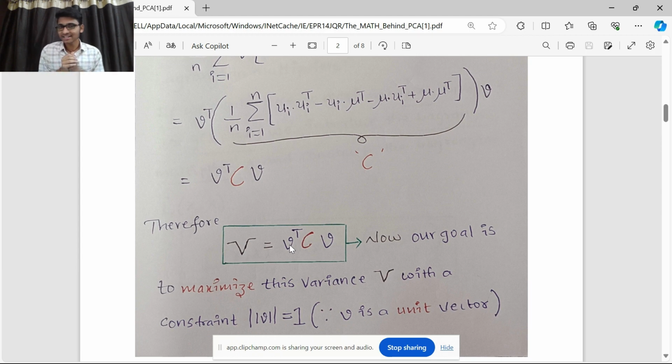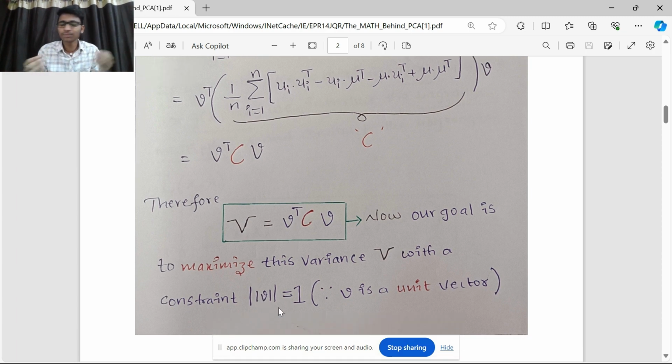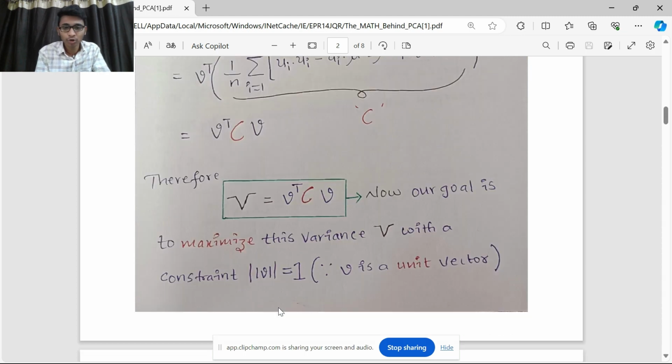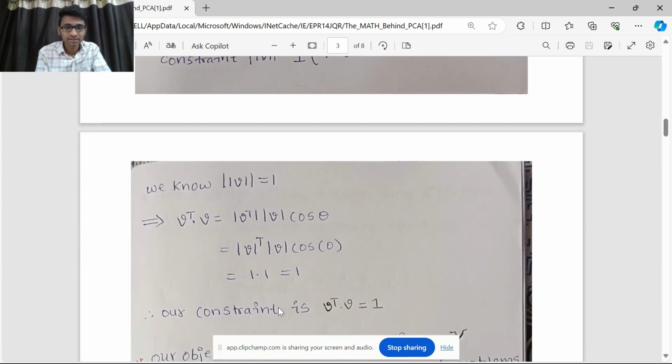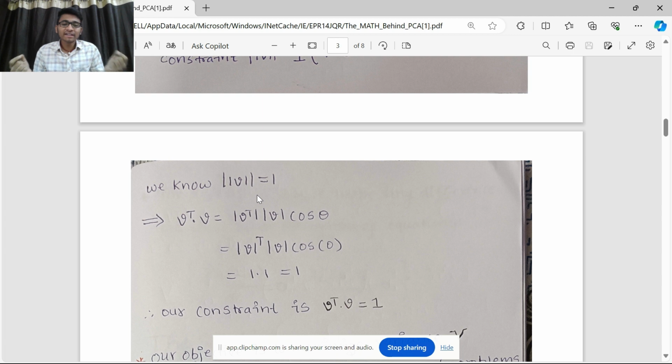Why are we having a constraint? Because it is a unit vector, we have to consider that, right? It is a unit vector, that's why I have written norm is equal to, norm is nothing but modulus. I think you can understand it. See, this is the norm.